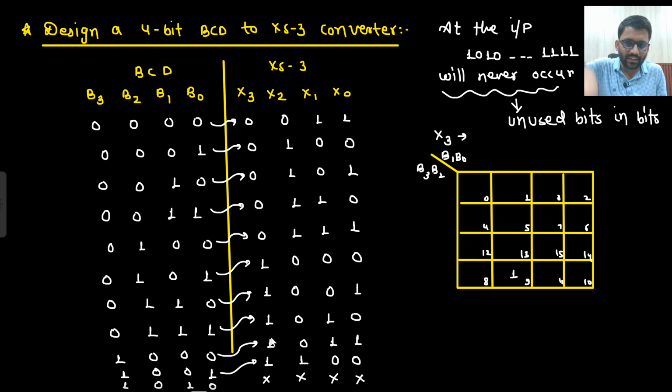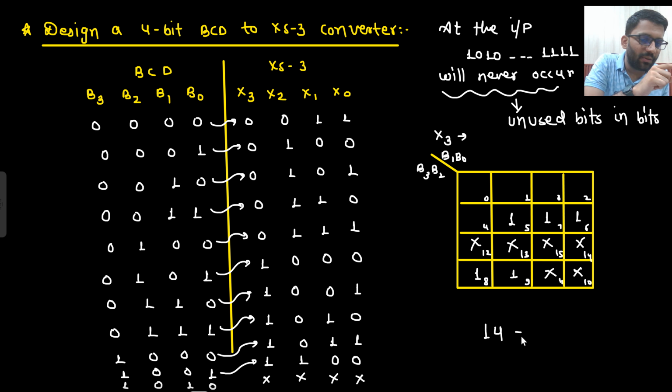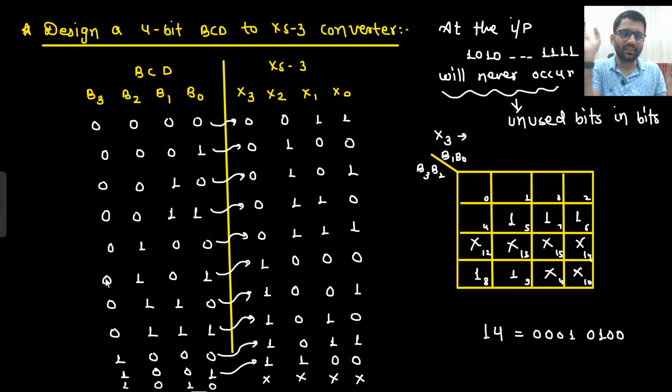So if I write the expression of x3, then what are these minterms? This is 5, so 5, 6, 7, 8, 9. Now all these are don't care: 10, 11, 12, 13, 14, 15. Because how can you write 14 in BCD? In BCD you will write 14 as this, and 4 is 0, 1, 0. So you cannot write 14 in 4 bits. 14 cannot be written in BCD code using 4 bits only. It would require 8 bits. So it will not come in this part, and all these go as don't care.